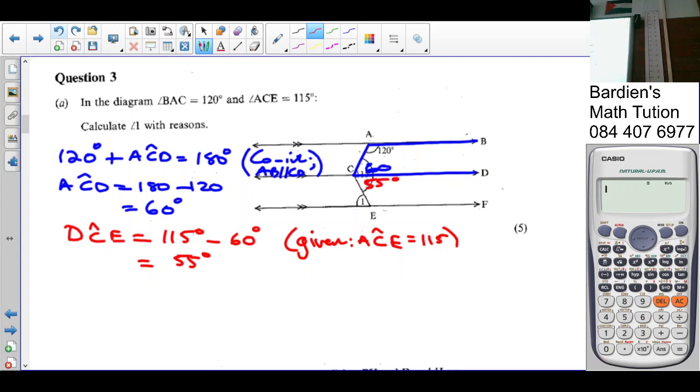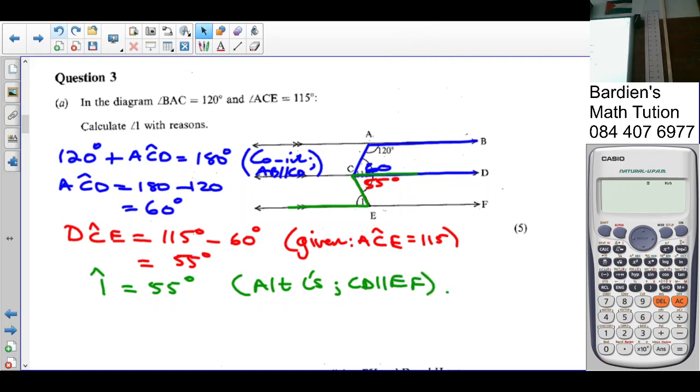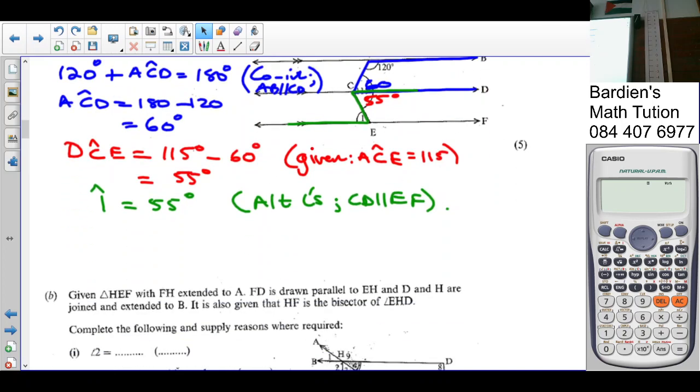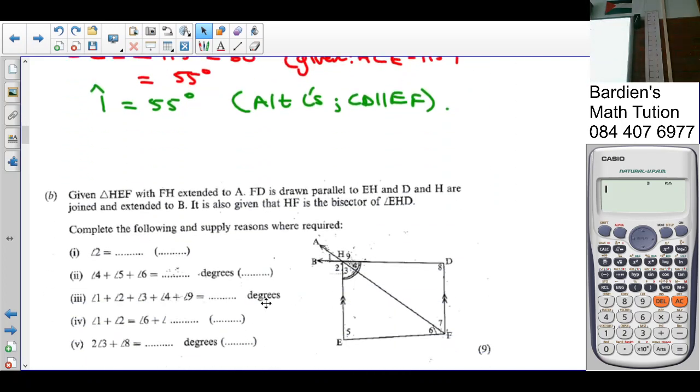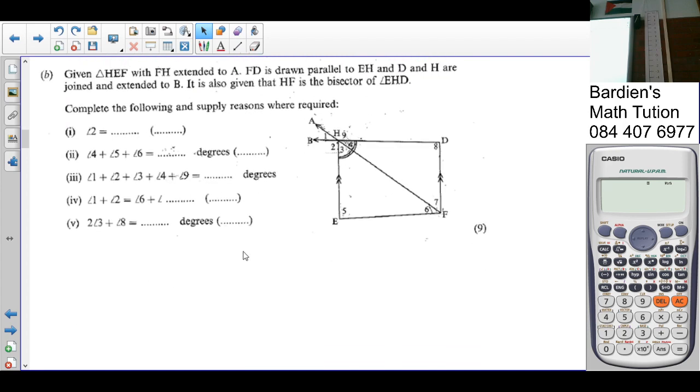Now what? We go with the alternate angle. So angle 1 is equal to 55 degrees. Why? Alternate angles equal, and CD is parallel to EF. Any confusion there, people? No? Next.